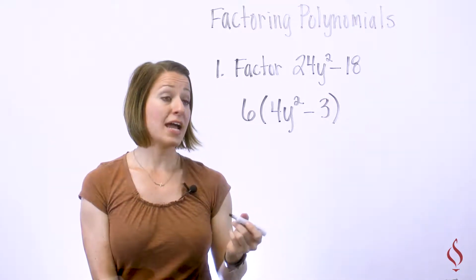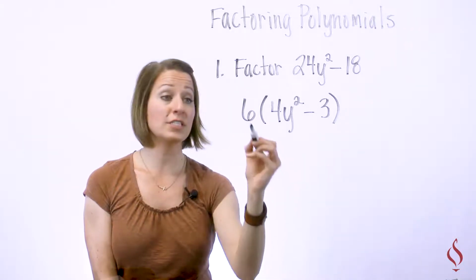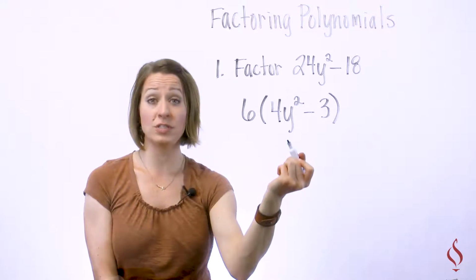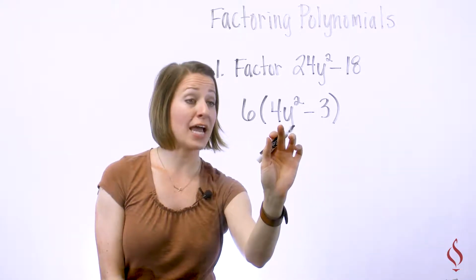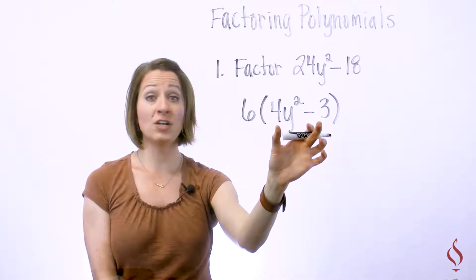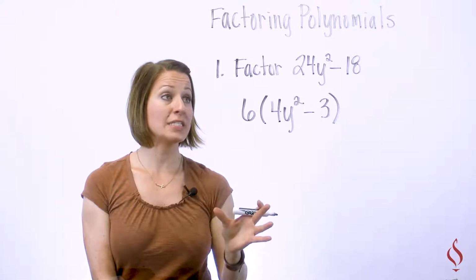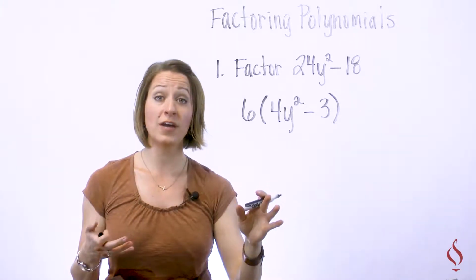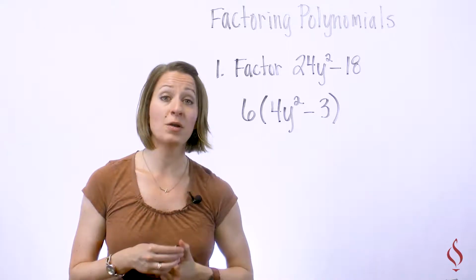Now, to check to see if you're right, there's a couple things you can do. The first thing is you can re-multiply the 6 back through using the distributive property. You can also take a look at the 4y squared and the negative 3 to make sure that they don't have any other number in common, which they don't. And so your final answer for this part, this is as far as you can factor it, is 6 times 4y squared minus 3.